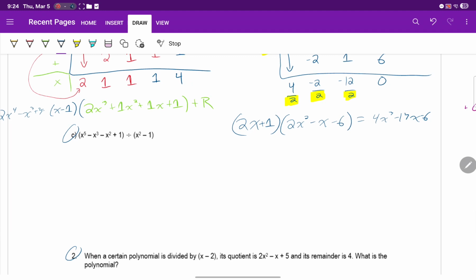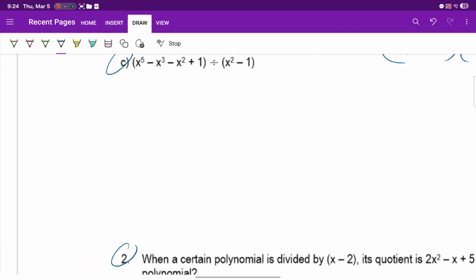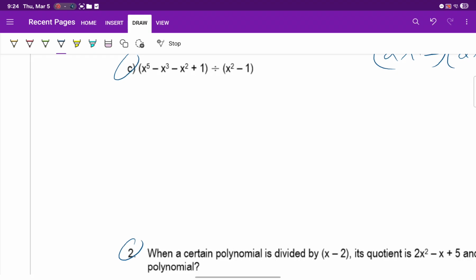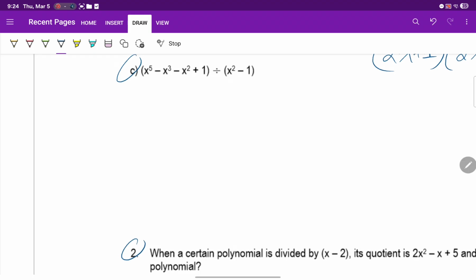One more here that we'll do, and this is a bit of a big one. Okay, this one, because this is not linear, we have to use long division. So one more practice of long division here. We're going to go x squared minus 1. We have x5 plus 0, x4 minus x3 minus x2 plus 0x plus 1.